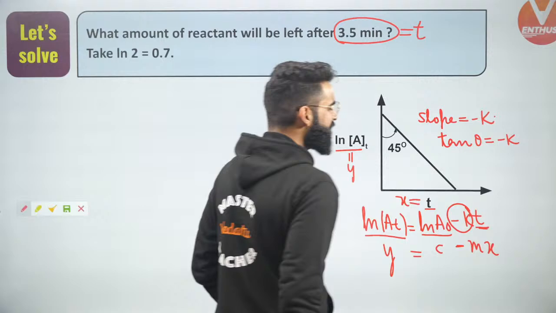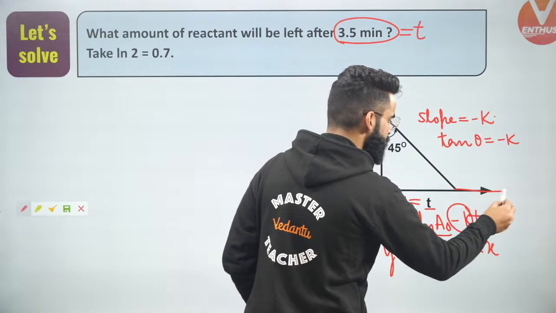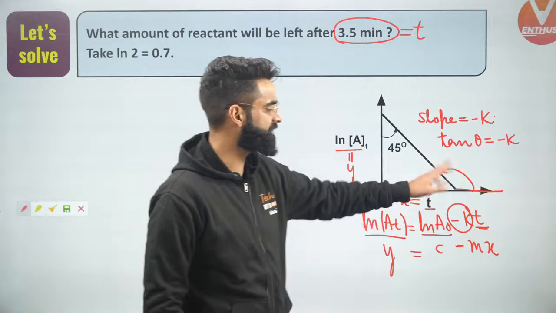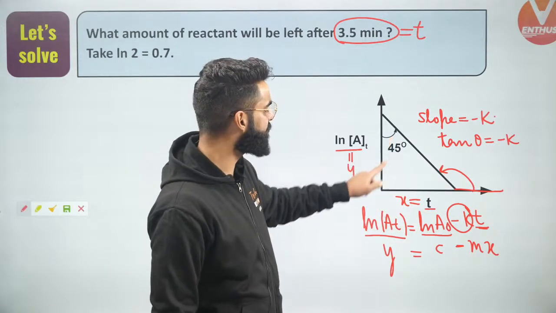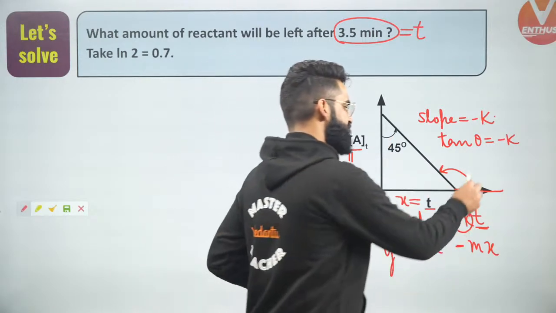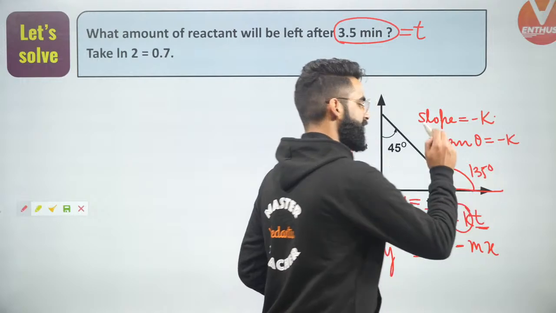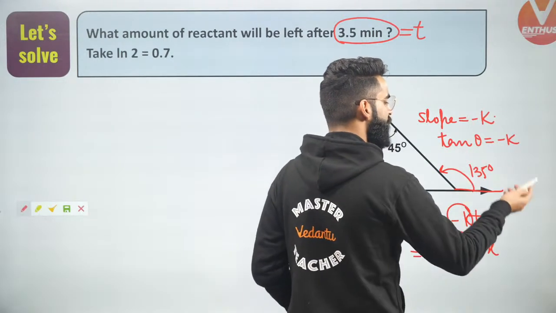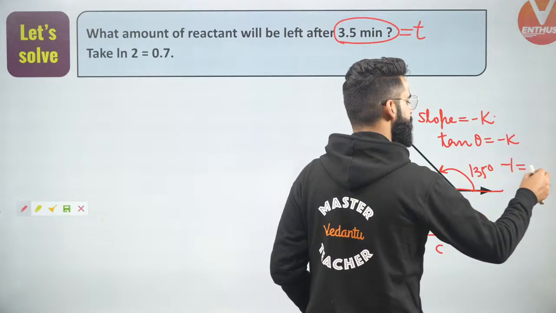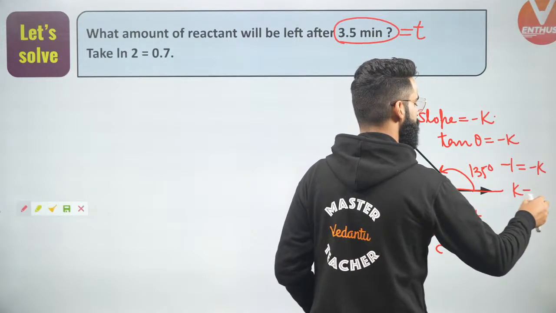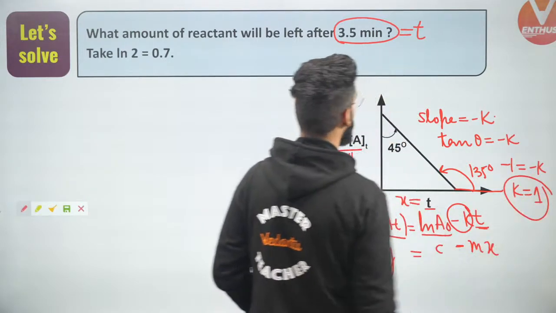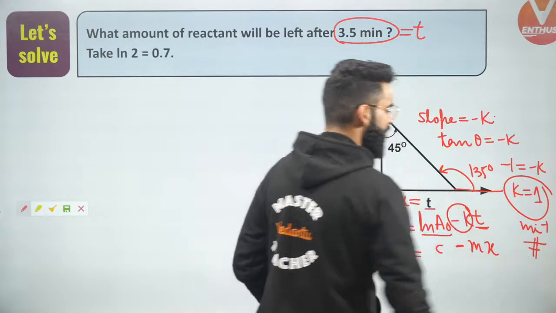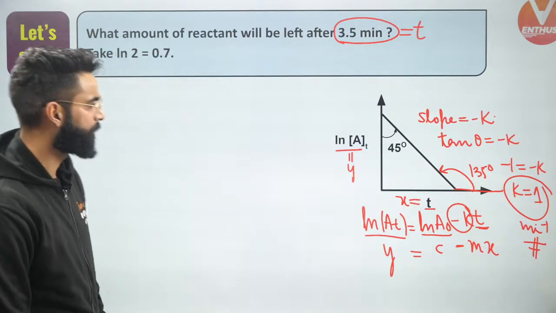What is theta? Theta is the angle which the curve makes with the positive x-axis in the anti-clockwise direction. This is theta. Now first of all, I need to know what this theta is. If this is 45, this is 90, this is 45, can I simply say it's going to be 135? Yes. So I can say tan of 135 is equal to minus k. Tan of 135 is equal to minus 1. So minus 1 is equal to minus k. So the k value I got is 1 minute inverse.